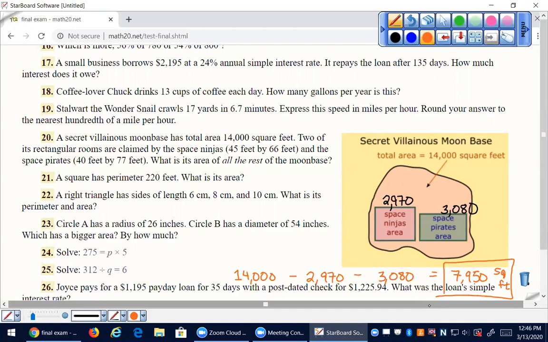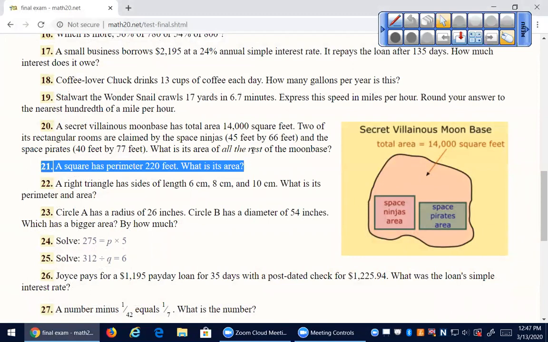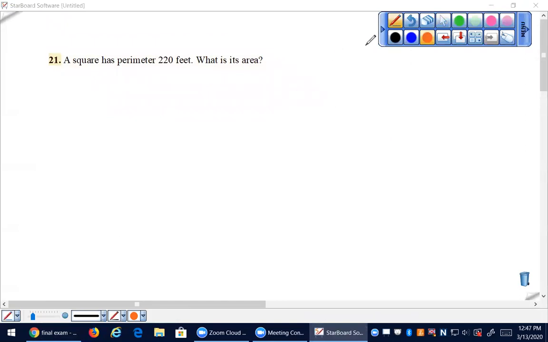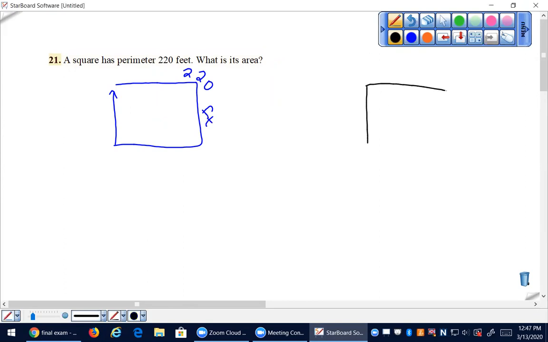Okay, 21 is a little trickier. So the perimeter of my square going all the way around is 220. If I was to draw my square and just label the sides, how would I find the sides? 5x4. Yeah. Each side is going to be 1/4 of the way around.